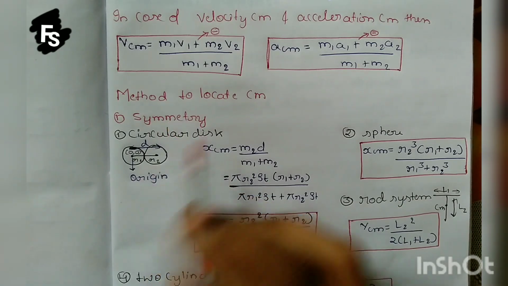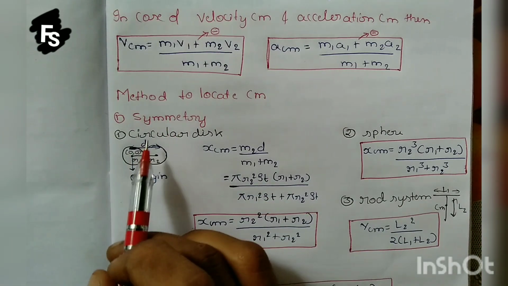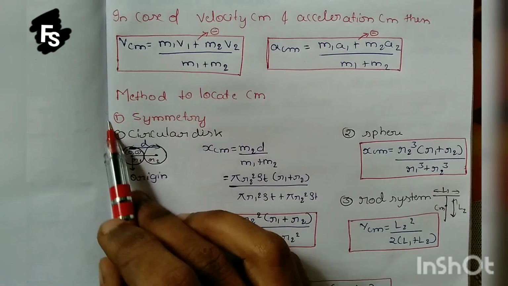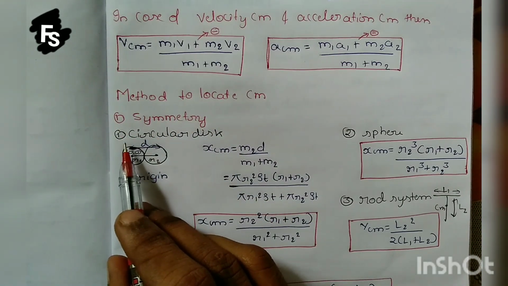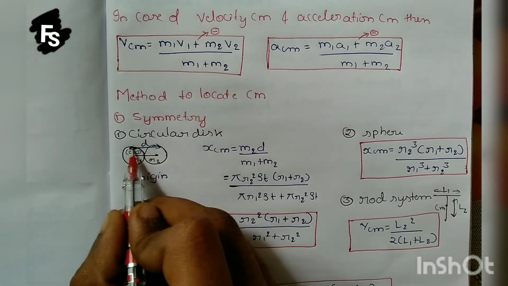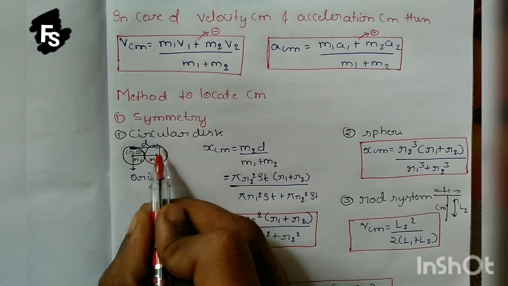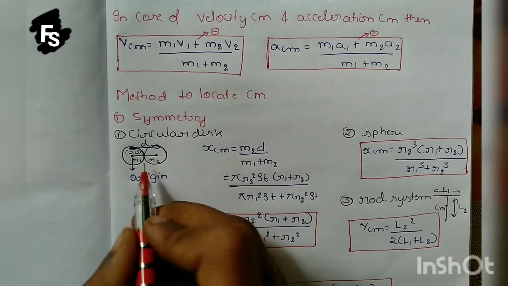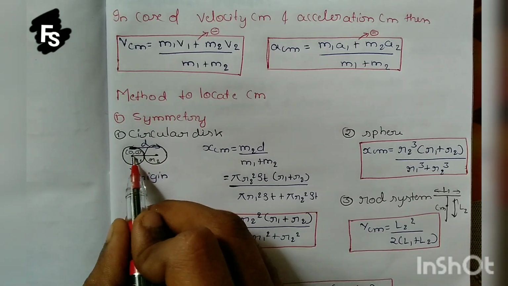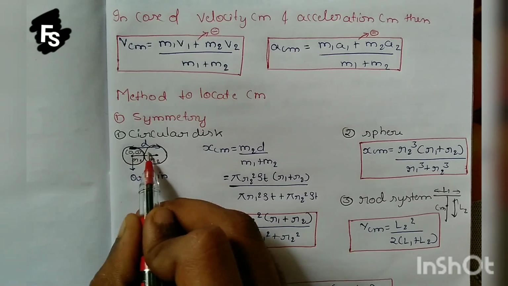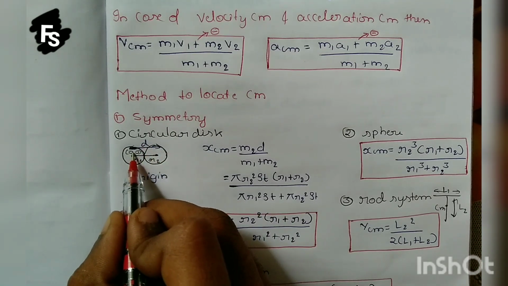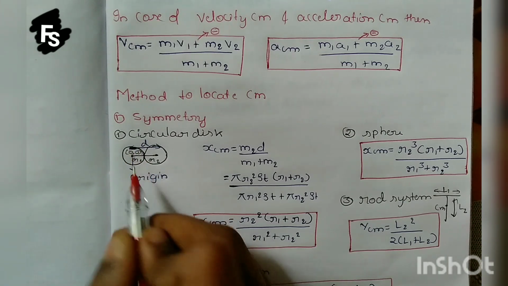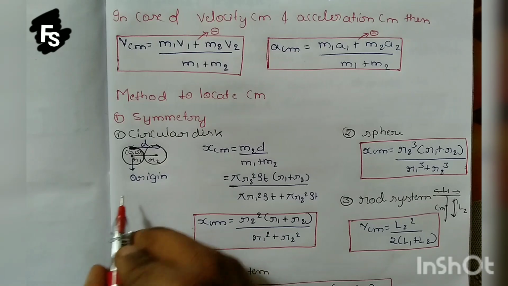Method to locate center of mass. Let's move on to how to locate the center of mass. First method is the symmetry method. First, for a circular disc. Here two discs are joined together, radius r1 for one disc and radius r2 for another disc. The distance between both centers of mass is d. Take the center of one disc as origin and then calculate.